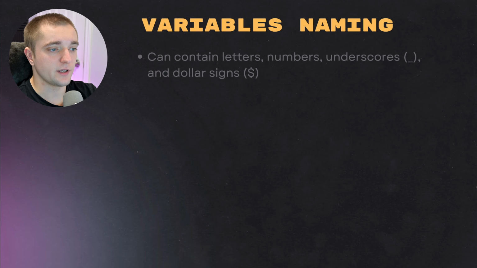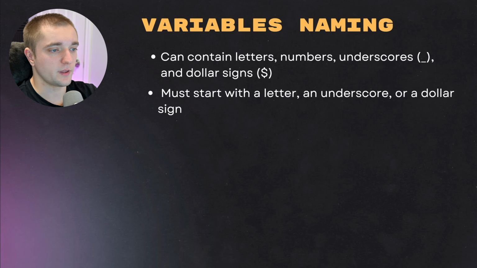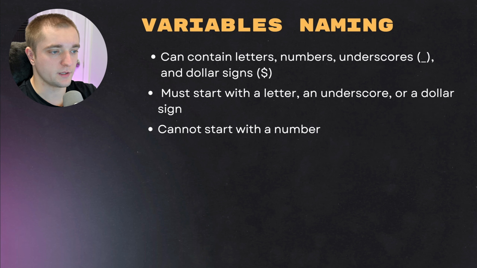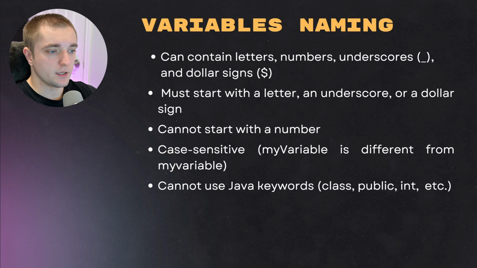Variable names can contain letters, numbers, underscores, and dollar signs. They must start with a letter, an underscore, or a dollar sign. But starting with a letter is the common practice. They cannot start with a number. They are case sensitive. For example, these two variable names are different. You cannot use Java keywords, like reserved ones, class, public, int, etc. While the rules define what's allowed, it's good practice to choose descriptive and meaningful names for your variables. For example, instead of x, use age or username.